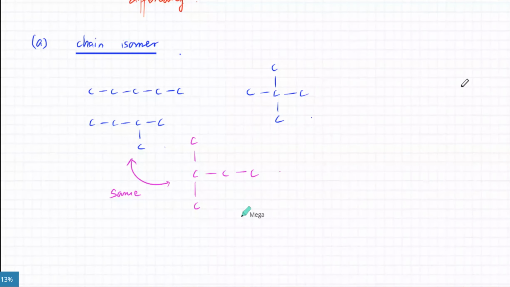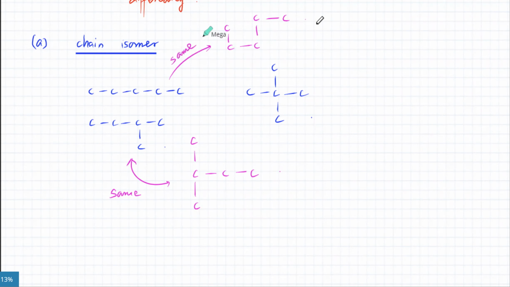So I'm going to start with the first one. 5 carbon atoms in a straight line. If I draw it like this, these two are exactly the same. There's no difference between them. It's 5 carbon atoms in a straight line. Remember, bending or twisting a molecule will not give you a different molecule. It's going to be the same molecule. It's just a twisted round version of that. Is that clear?